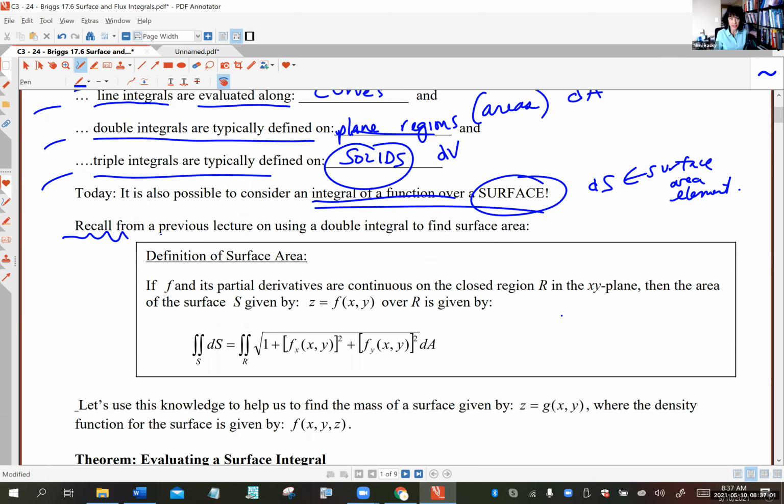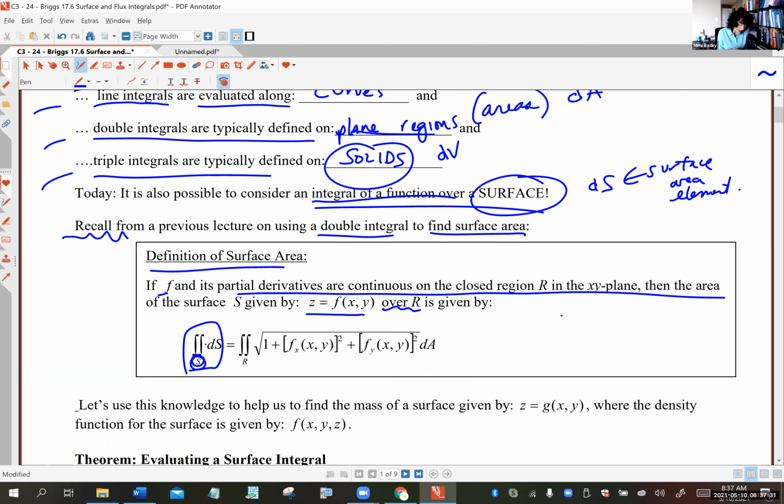So let's do the review, because you did this already. Recall from the previous lecture when we did a double integral to find surface area, and you even had exams on it. The definition of surface area: if you have a function f and its partial derivatives are continuous on a closed region R in the xy plane, then the surface area of the function z equals f(x,y) over the region R is given by this. This is a surface integral, and you can see the little s there. The integrand is a 1, but the dS stands for the surface area element, which I derived for you in a little mini proof, and is pretty hellacious.